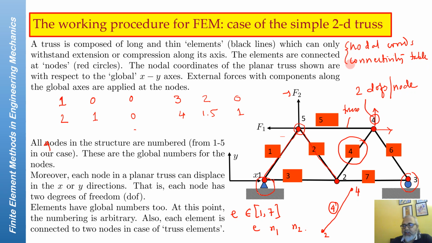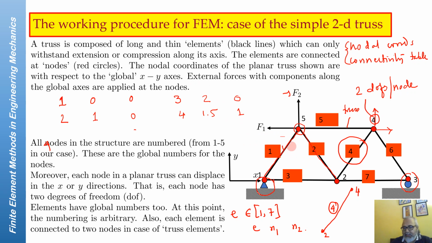Once these two things are given properly to your finite element code, the geometry of your mesh is completely defined. So we have specified all the nodal coordinates of the 5 nodes, and for each of the 7 elements, we have told which nodes are connected to that particular element. Once these two pieces of information are passed on to the code, the whole geometry is defined.